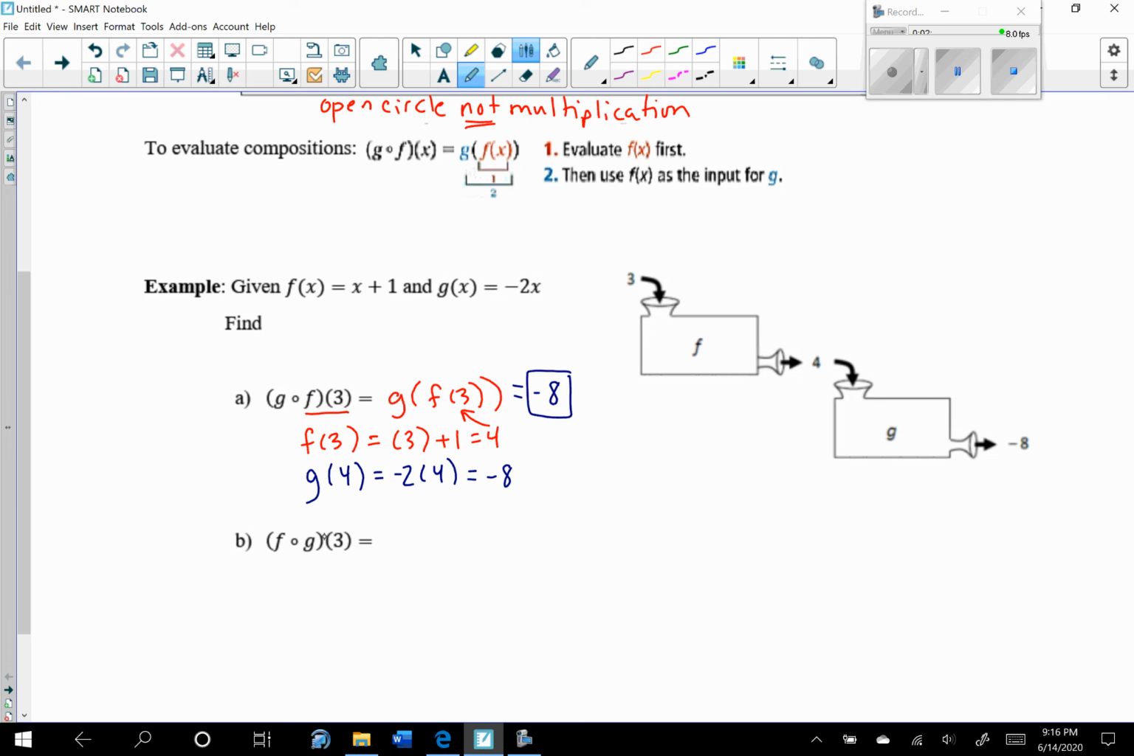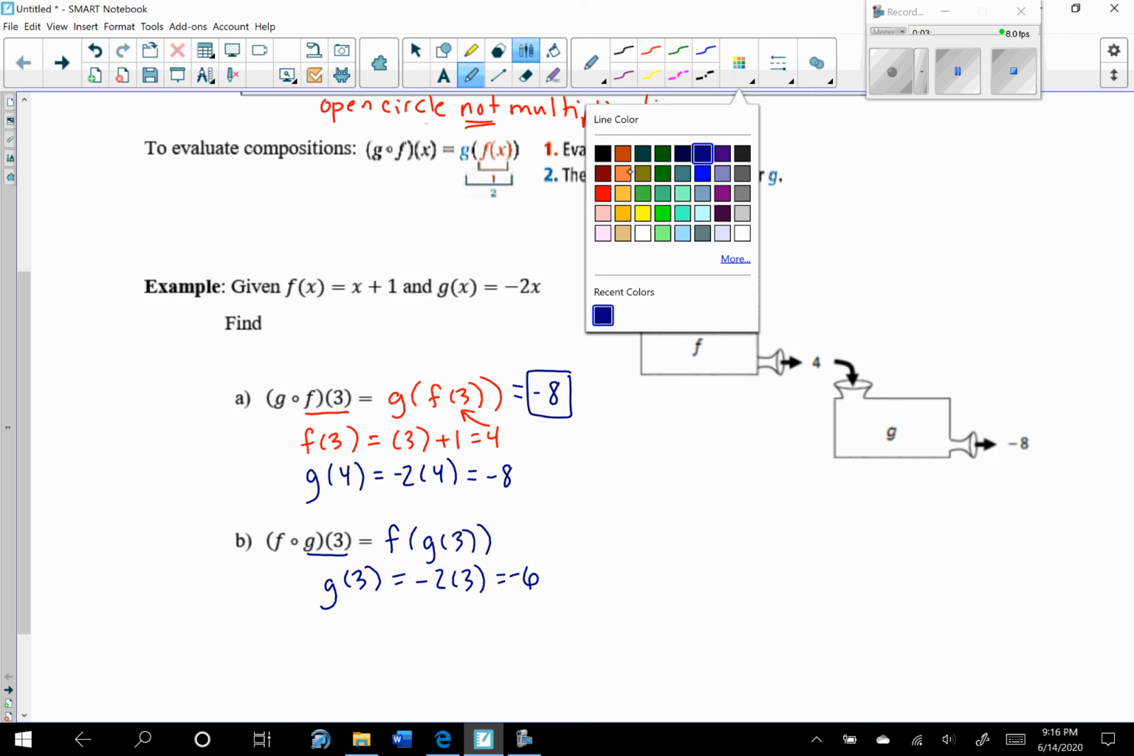So for this next one, we can do the same thing, except we're doing f of g of 3. So the inner function, notice now, is g of 3. And again, you could also write this f parenthesis g parenthesis 3. So first you do g of 3. When I do g of 3, I'm plugging in 3 for x in my g of x function, so negative 2 times 3, which is negative 6.